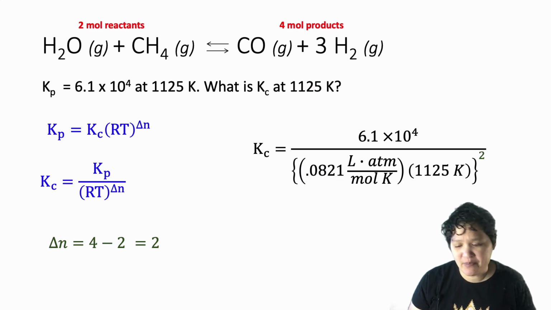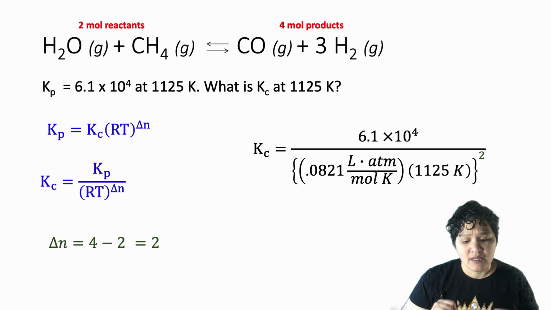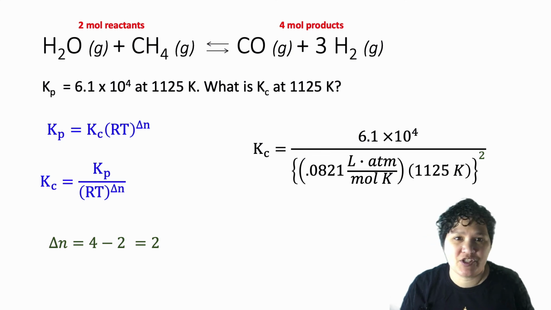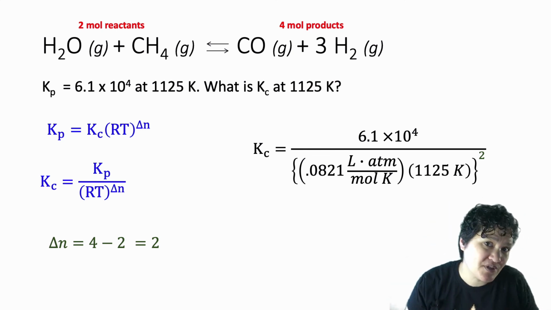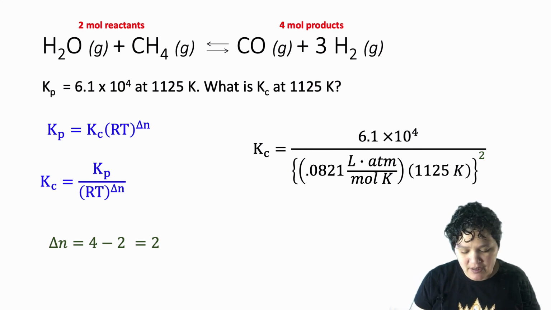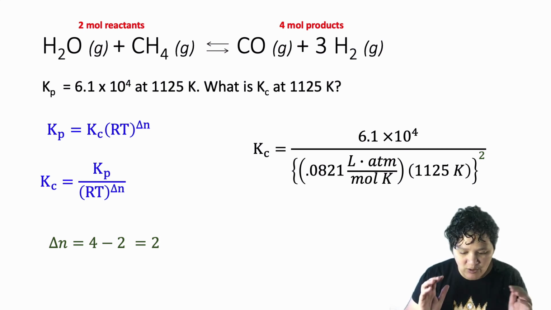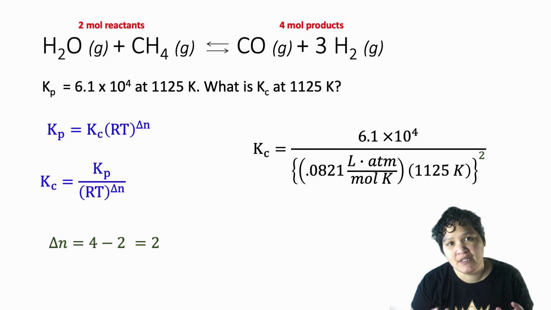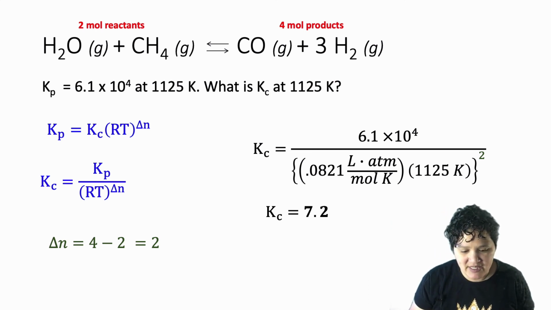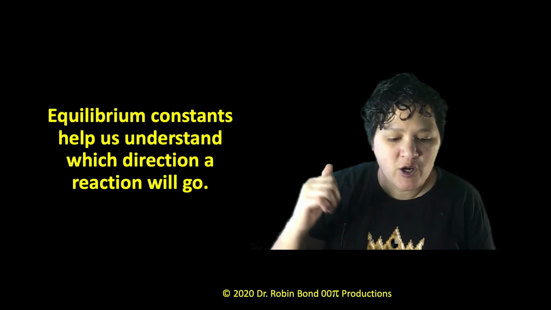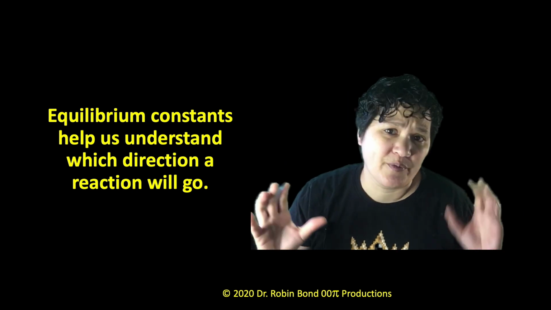Kc is going to be our value for Kp, 6.1 times 10 to the fourth, divided by RT, where R, again, the perpetual question of which R do we use? Well, remember, we're talking about pressures. We're going to use the one with pressure units. Okay, so 0.0821 liters atmospheres per mole Kelvin times 1125 K, which is the temperature we're given in the problem. And that whole thing is going to be squared because our delta n is 2. So when we run that through, we see our Kc is 7.2.